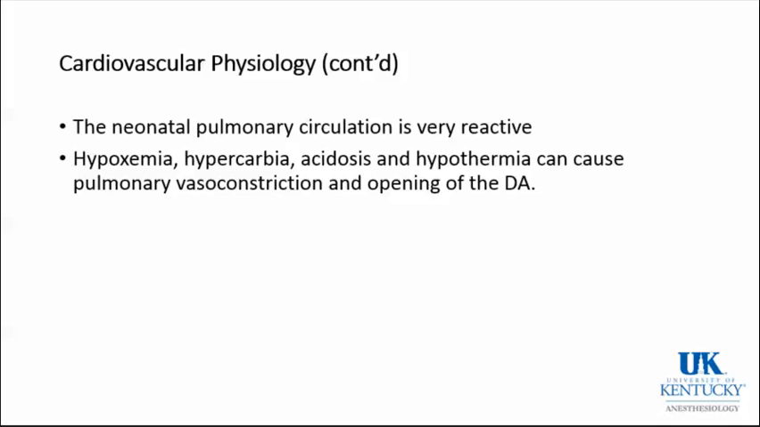You need to remember that the neonatal pulmonary circulation is extremely reactive. So hypoxia, hypercarbia, acidosis, hypothermia, they're all bad, bad, bad for children. And they can cause pulmonary vascular constriction and cause reversal of shunting and hypoxemia, especially when you take preterm children or newborn neonates in the operating room. Pay attention, make sure the child does not get hypoxemic or hypercarbic or hypothermic.